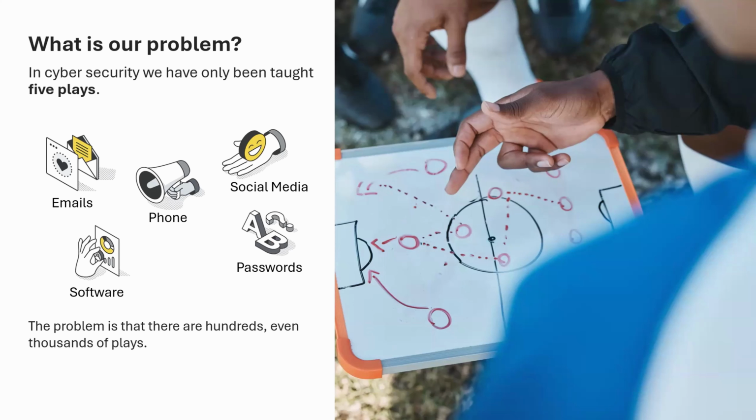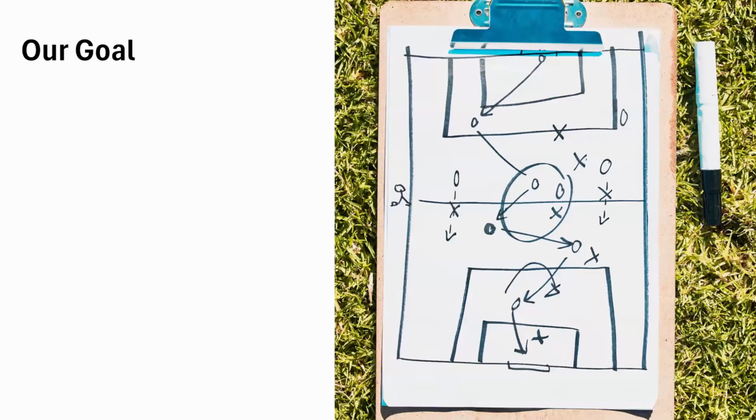The problem is that there are hundreds or even thousands of plays out there, and we want to give you more plays so that you can recognize the red flags before you even get to them. So if a scammer is trying to perform an attack on you, you'll be able to recognize, oh, they're set up this way, or they use these words, or it seems like they're trying to really rush me for some reason. And that means that I need to slow down and pull back.